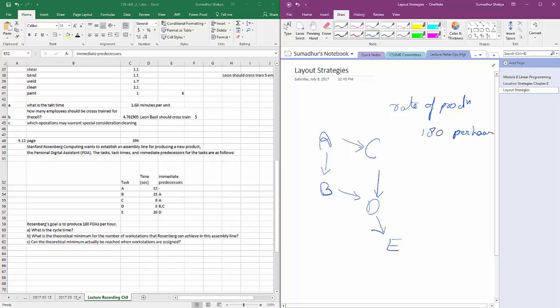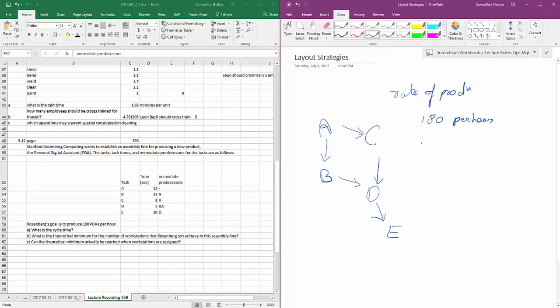per hour. Now if you notice, the time given to us is in seconds, so I'm going to convert this into seconds. So 180 per 60 minutes, or I can say 60 times 60 seconds. This is still equivalent, which means this is in 3600 seconds.